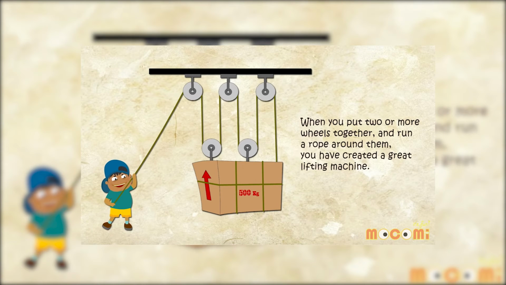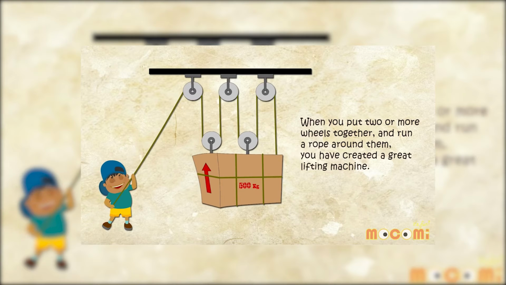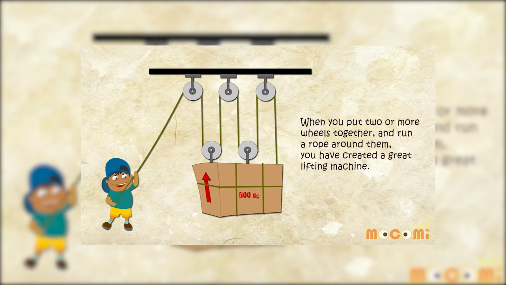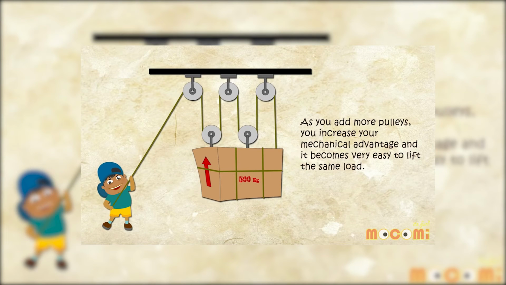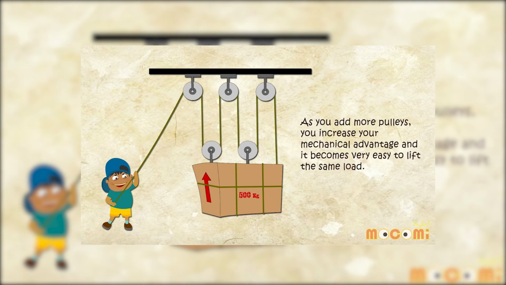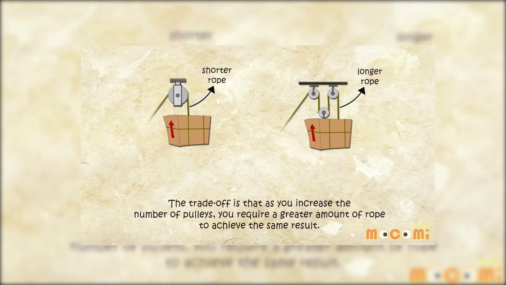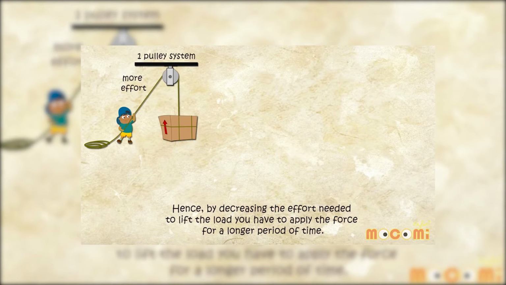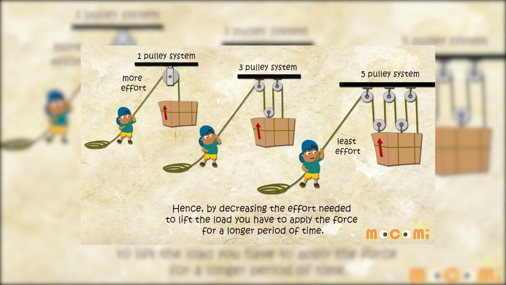When you put two or more wheels together, and run a rope around them, you have created a great lifting machine. As you add more pulleys, you increase your mechanical advantage and it becomes very easy to lift the same load. The trade-off is that as you increase the number of pulleys, you require a greater amount of rope to achieve the same result. Hence, by decreasing the effort needed to lift the load, you have to apply the force for a longer period of time.